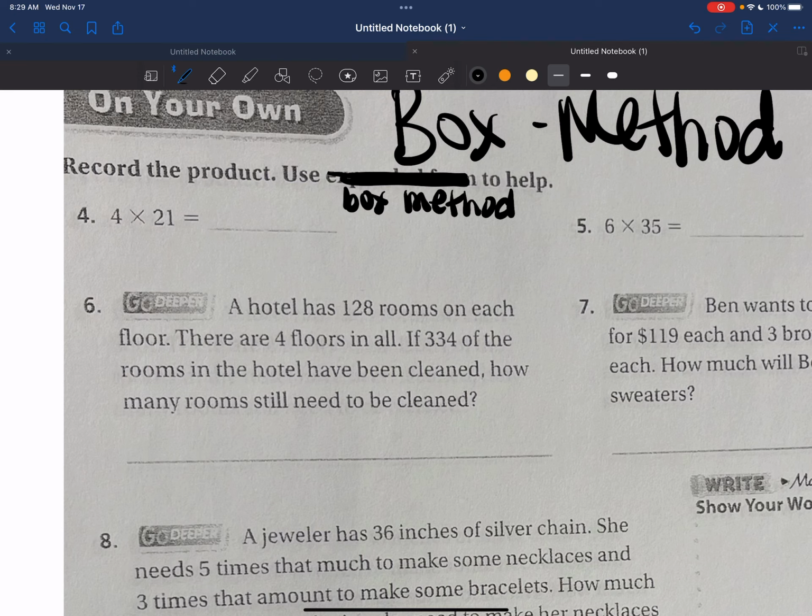Okay, so the first problem is 4 times 21. We're going to draw our box. We're going to partition our box. We are going to decompose 21 into 20 plus 1. That will go at the top of our box. And then 4 stays the same, kind of like with expanded form. And now we can multiply.